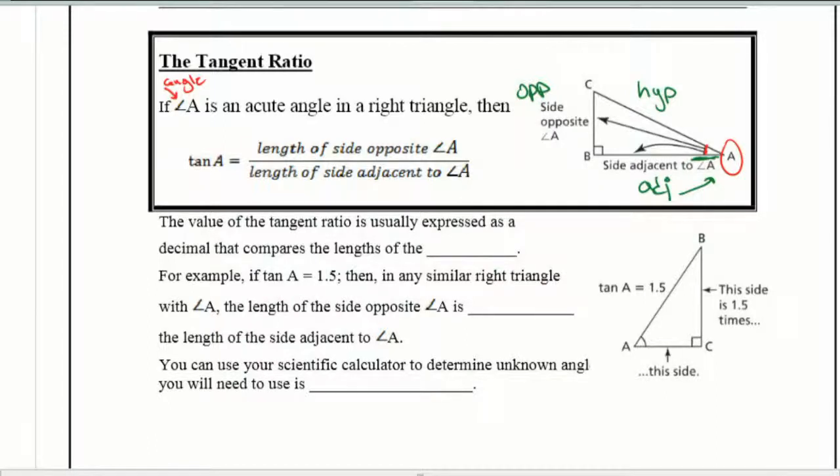So if I take the length of the opposite side and divide it by the length of the adjacent side, that's going to give me a ratio, and that ratio is going to be the same no matter how big my triangle is. So if I have a really tiny triangle like the one on your page, then we can look at the ratio between those sides and figure out lots of information about this triangle. Or I can take a giant triangle.